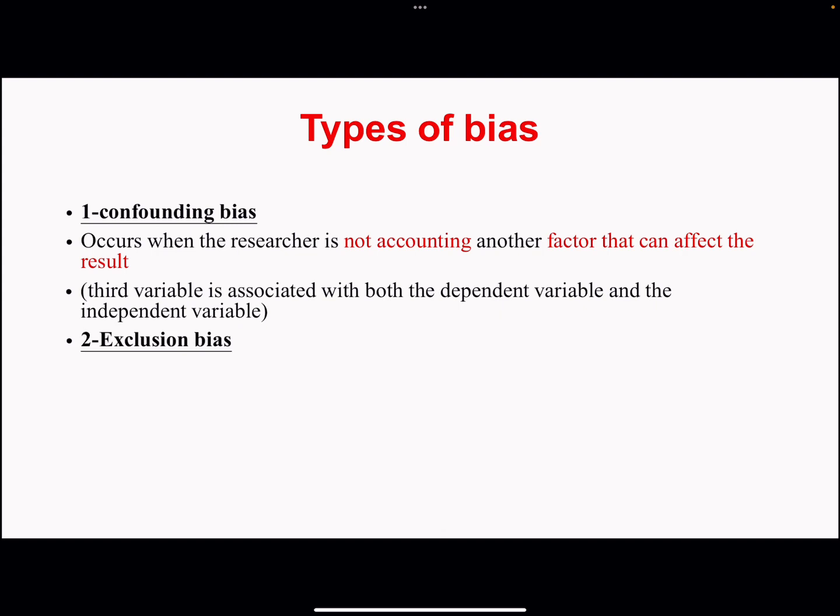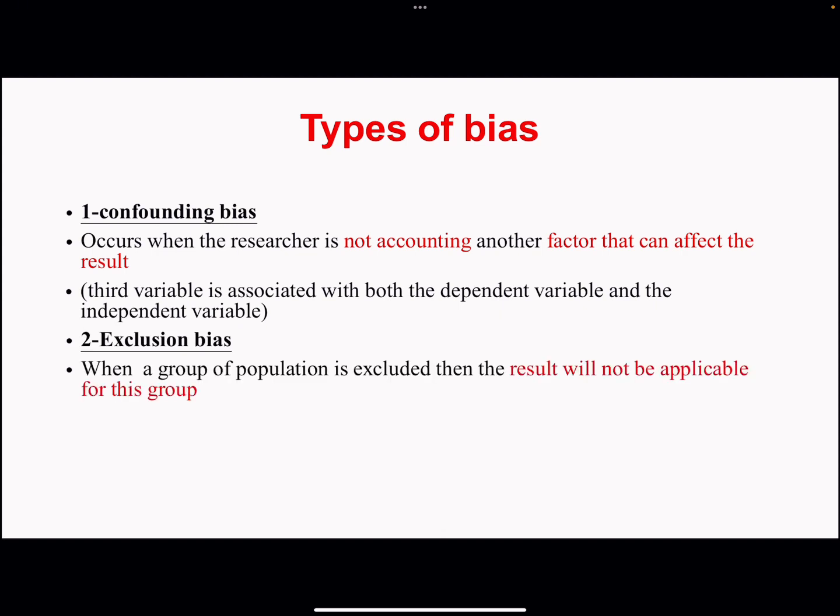Now the exclusion bias. Exclusion bias occurs when a group of population is excluded, then the result will not be applicable for this group. For example, if you do a research on a certain population and you exclude the geriatrics, the results of this study will not be applicable on geriatrics.